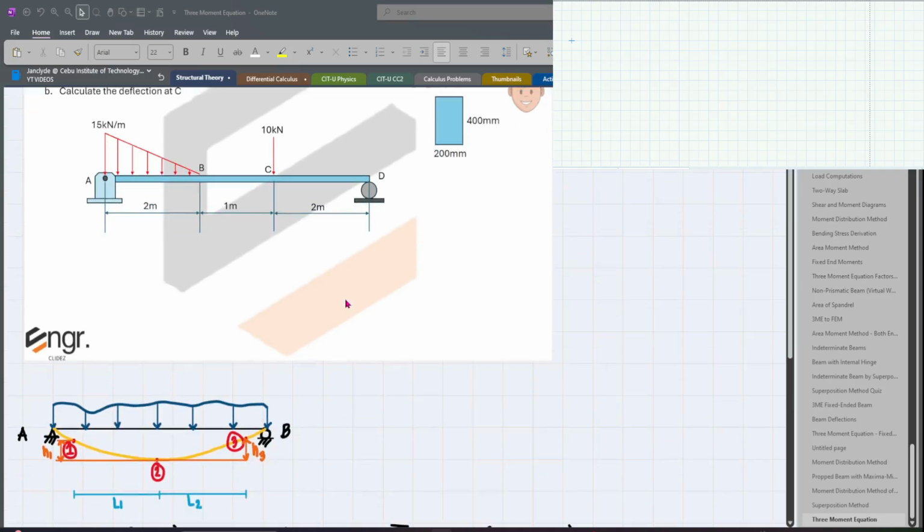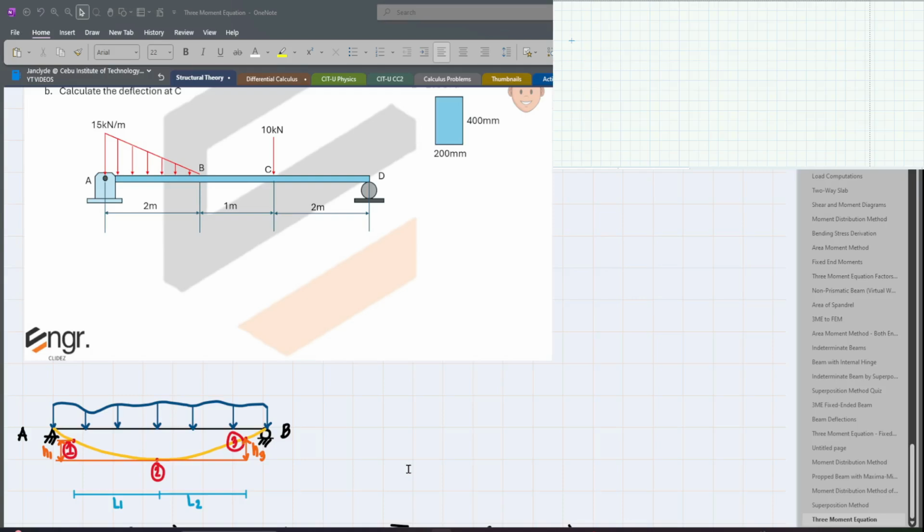And then recall na sa 3-moment equation, we are to pick 3 points along the elastic curve. And then the value of H1 is the vertical distance from point 1 to point 2, assuming that point 2 is below point 1. And H3 naman is the vertical distance between point 2 and point 3, assuming that point 3 is above point 2. Ito yung basic assumption. So if downward yung deflection according to the elastic curve, then point 1 and point 3 are above point 2, then we can apply the 3-moment equation.